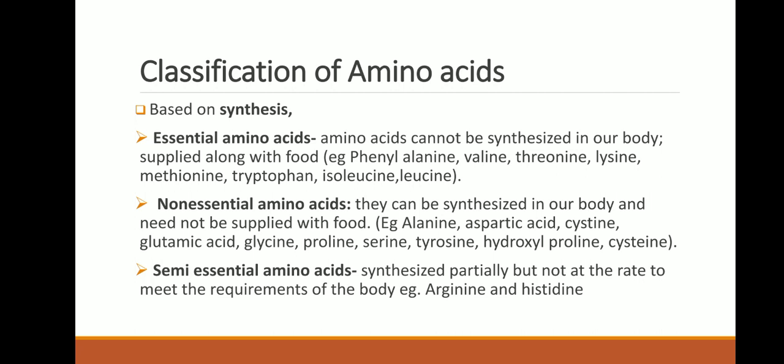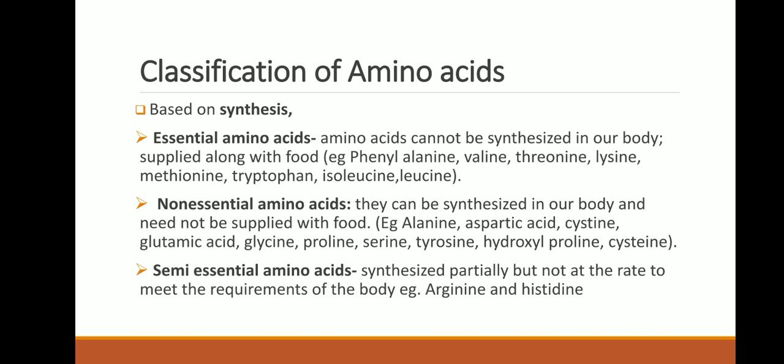Phenylalanine, valine, threonine, lysine, methionine, tryptophan, isoleucine and leucine. You have to learn the names. And the remaining amino acids are called non-essential amino acids because they can be synthesized in our body. So they need not be supplied with the food. These amino acids can be synthesized from the intermediates of carbohydrate and lipid metabolism. So no need to supply with our food. Whether we get it through food or not, these are synthesized in our body. These are synthesized from the intermediates of carbohydrate and protein metabolism.